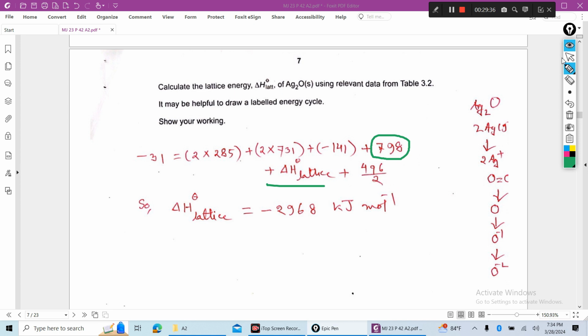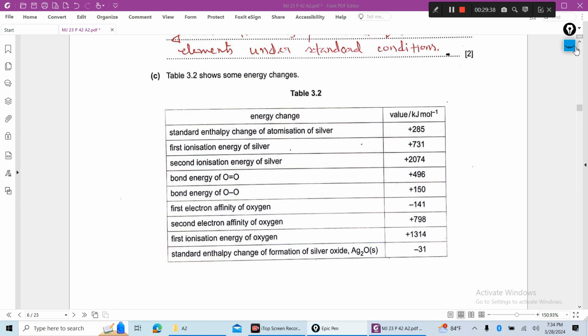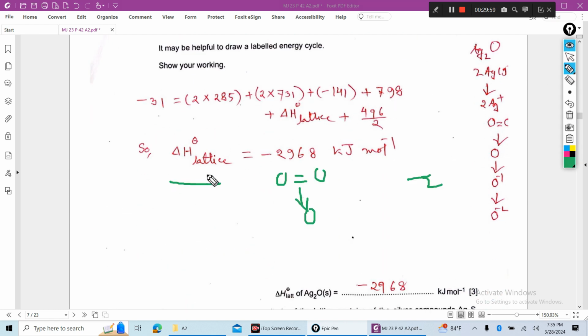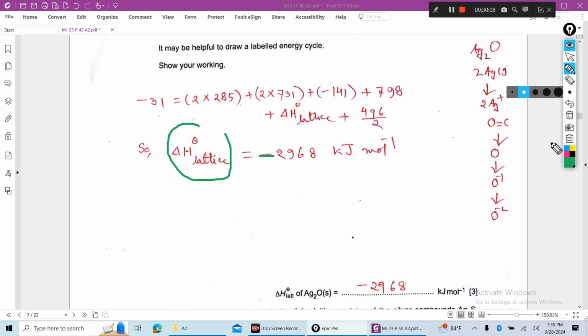Then 496, you see, 496 is the bond energy of the oxygen double bond. So when it forms only one oxygen atom, this is divided by 2. If you put in the values, you will get the lattice enthalpy of silver oxide as minus 2968 kilojoules per mole. This is the answer.